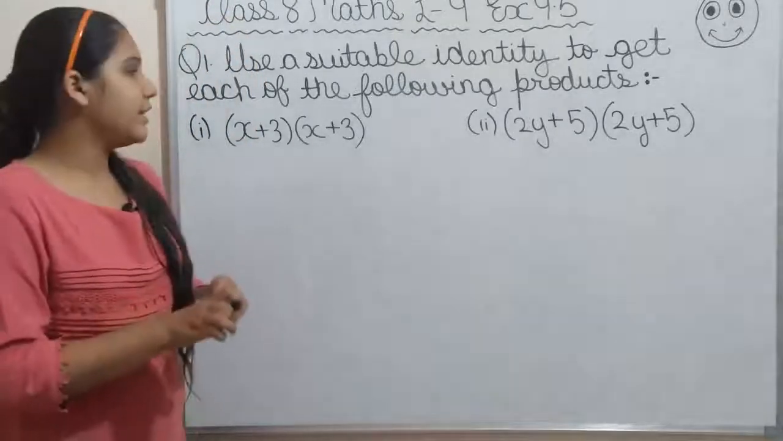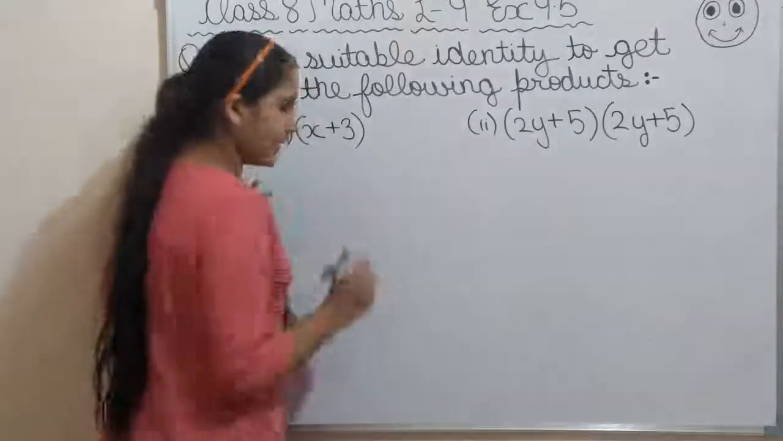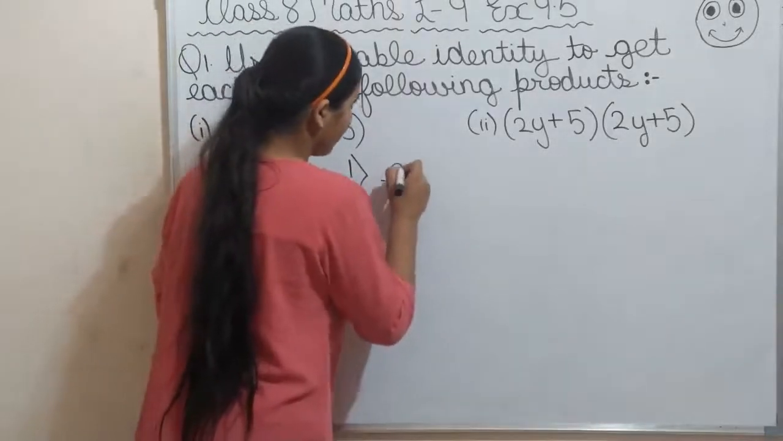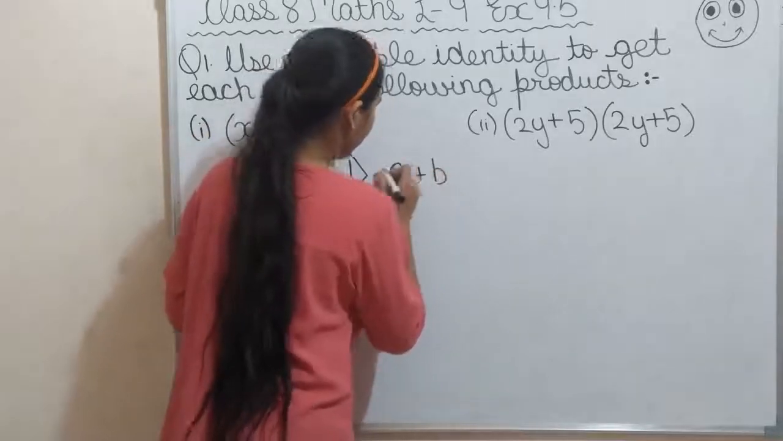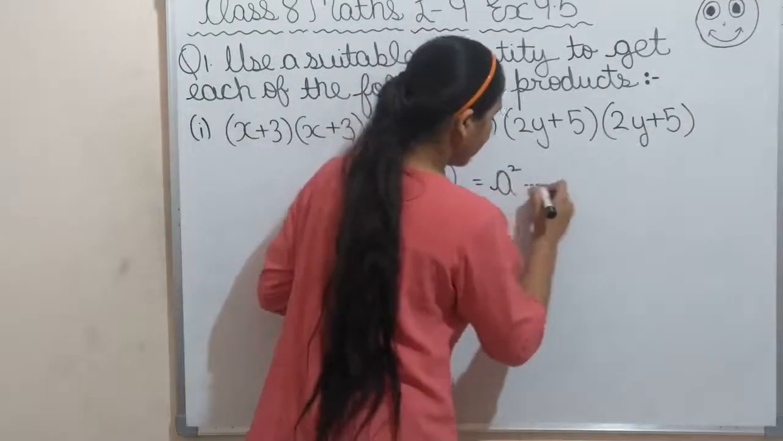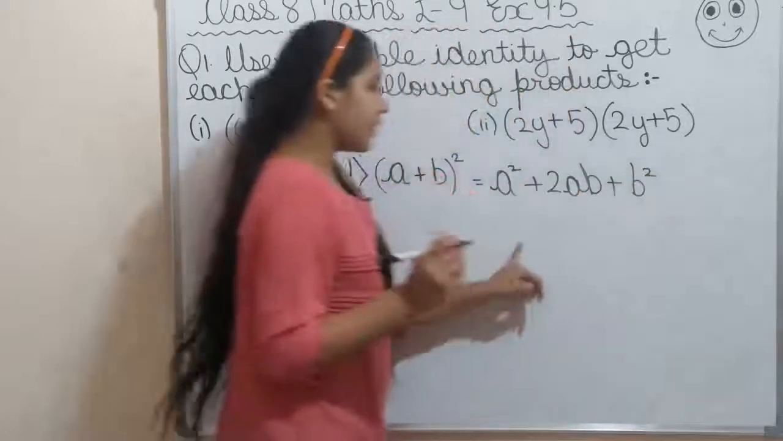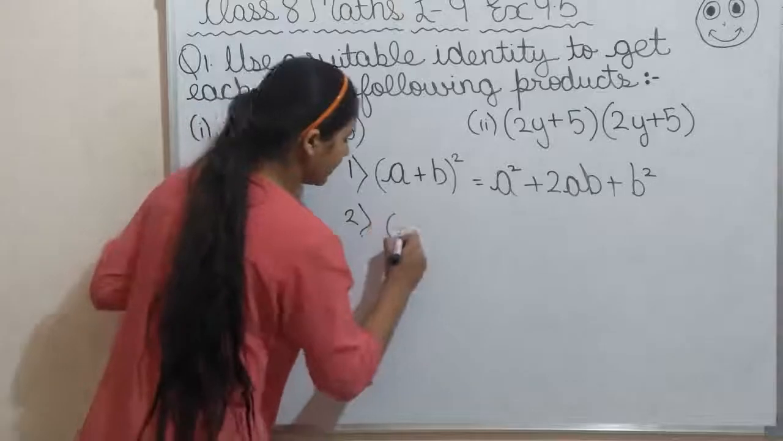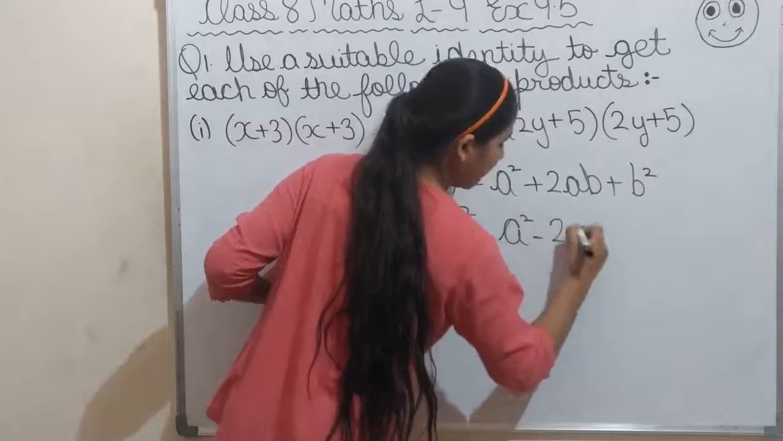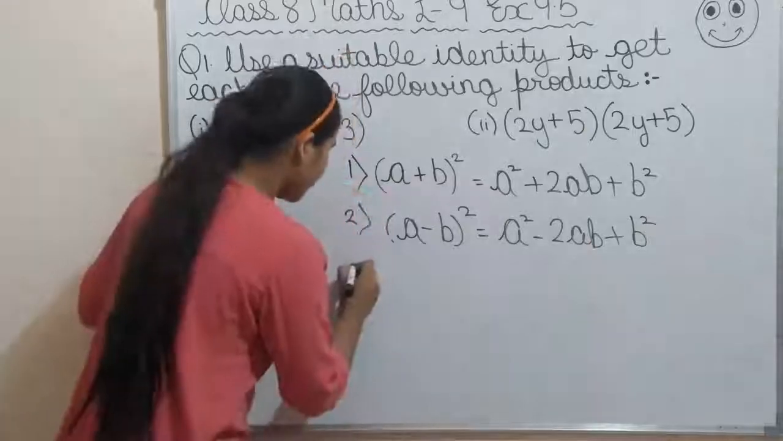So which identities? There are 4 and I have taught you in the previous class. I'm writing the identities again. First is a plus b whole square is a square plus 2ab plus b square. So this is our first identity. Second is simple: a minus b whole square is equal to a square minus 2ab plus b square.